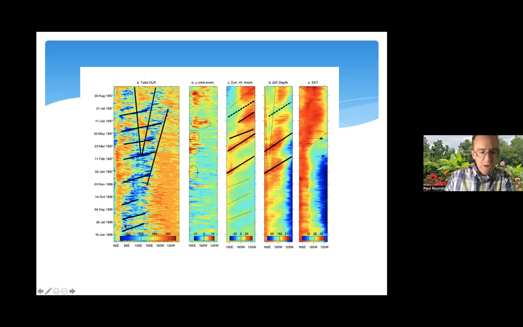And we see MJO events go by. And they force Kelvin waves in the ocean, not very much change in sea surface temperature. Most MJO events don't make much difference in Pacific sea surface temperature. But as there's a little bit more warming going on here after this one, because it's warmer, the region can sustain more rainfall, which develops more westerlies. And then you end up with a stronger wave.